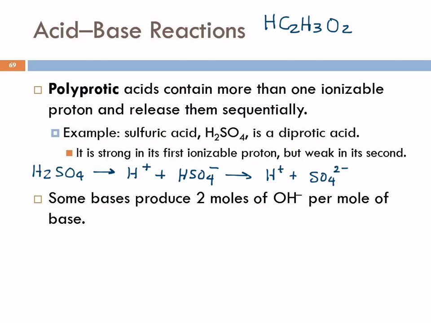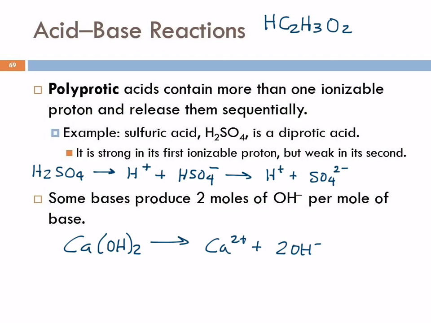We also have bases that can produce more than one mole of hydroxide ion. If you have something like calcium hydroxide, and you put that in water and it ionizes, you're going to get one calcium ion and two hydroxide ions. There's no special name for bases like that, though. Any questions? Yes? So the hydroxides can come off two at a time?